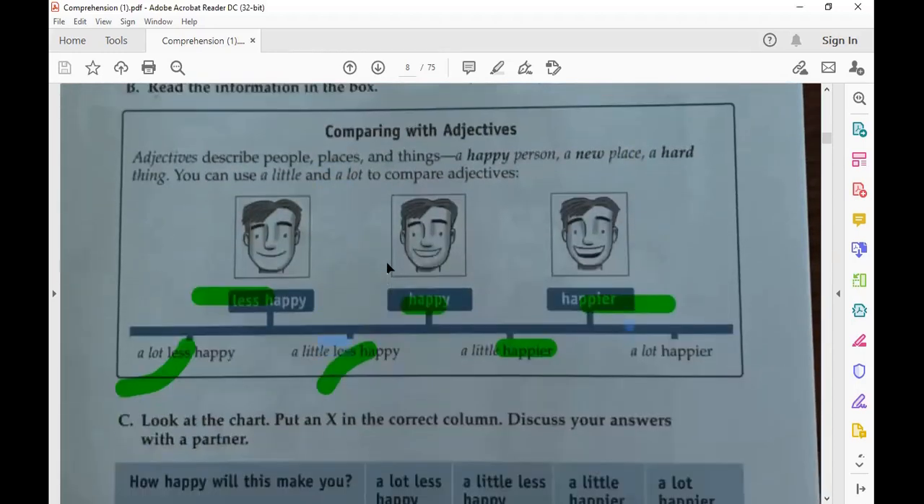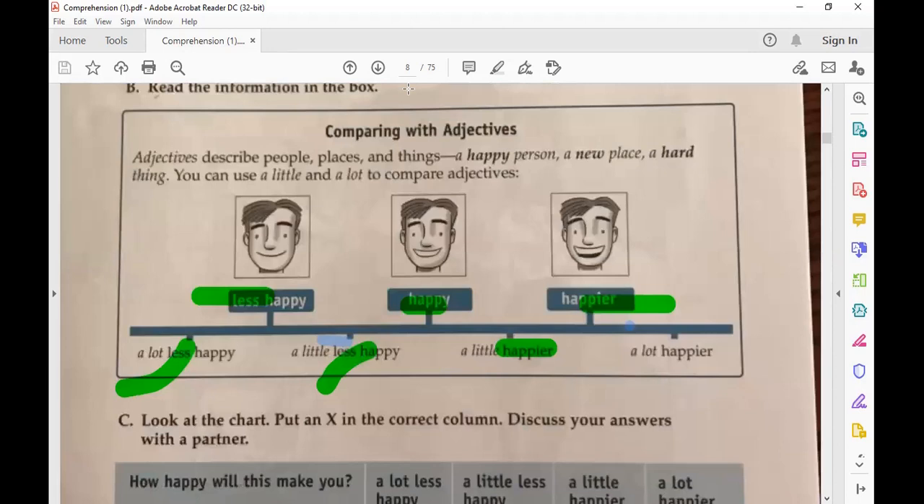Okay. Here we have the adjectives of comparison. Whenever we have to compare between people, we might use comparative adjectives. This person is tall and this person is tall. But we have two people here. This person is tall. The other person is taller.